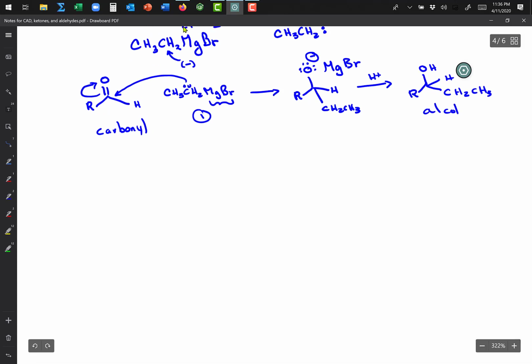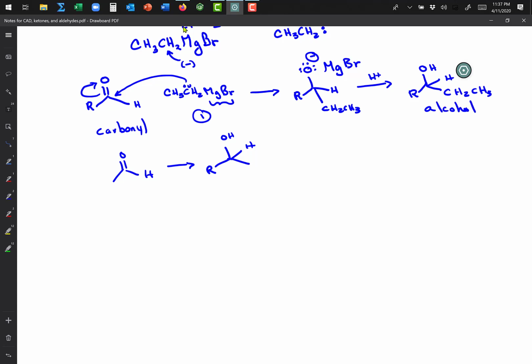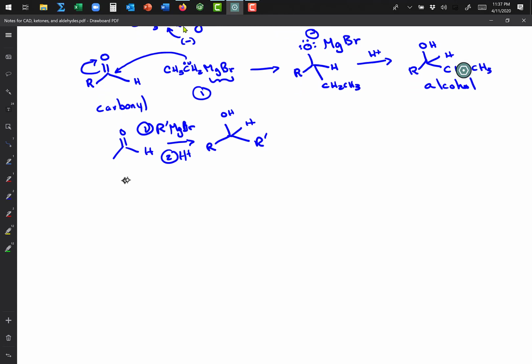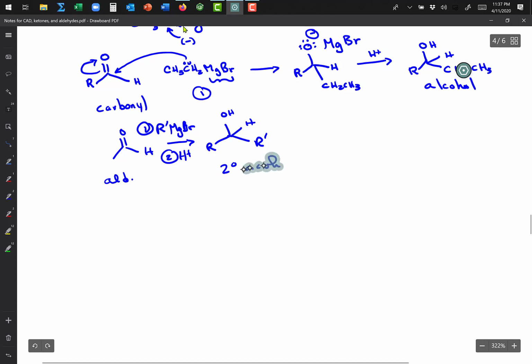Now, if you have an aldehyde, you're going to get a secondary alcohol. It'll look like this. Something happened to my word alcohol. I think I left some letters out. There we go. They're going to end up adding an R group over here, right? This will be R prime MgBr, and then the second step is to add H plus to it somehow. That could even be, like I said, in the form of water. And so this will be an aldehyde to secondary alcohol.